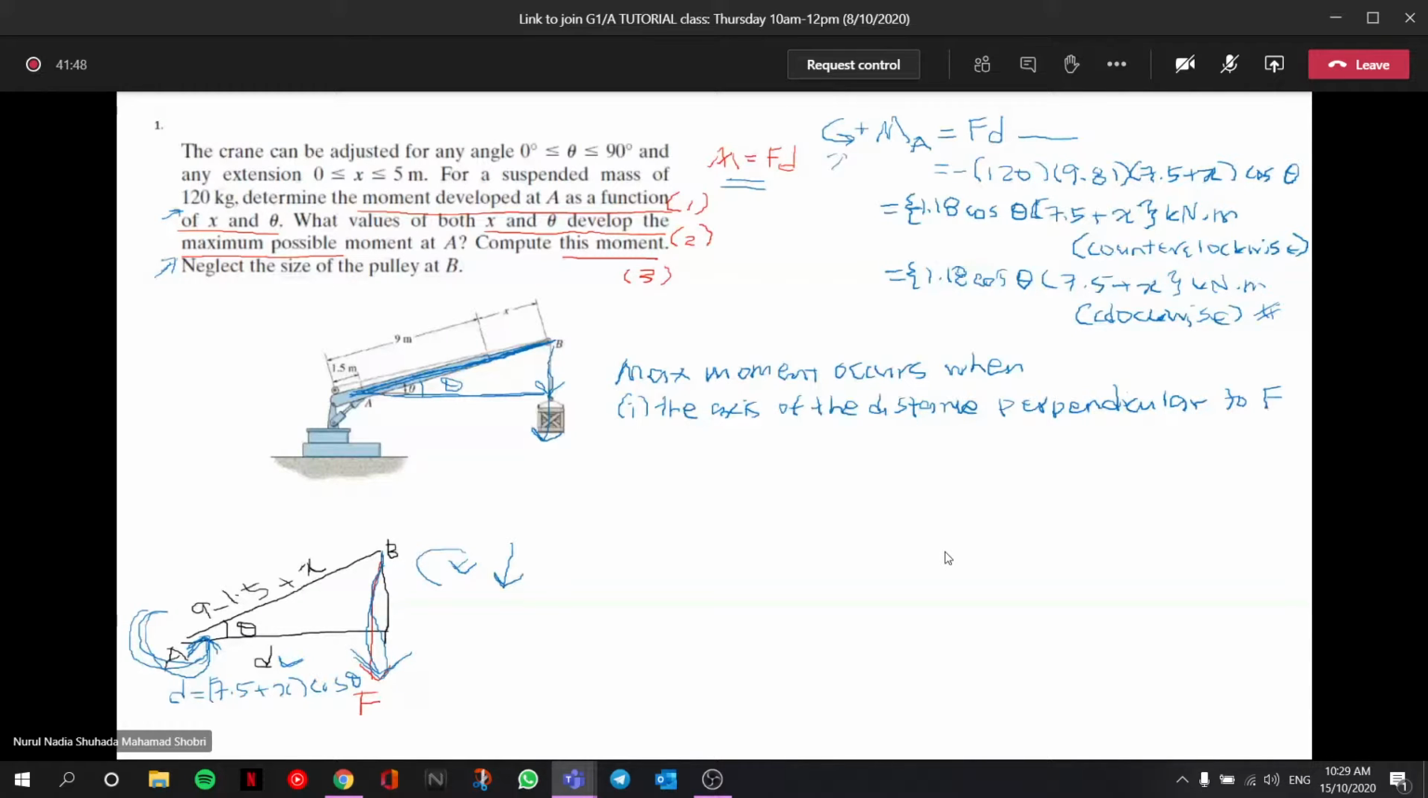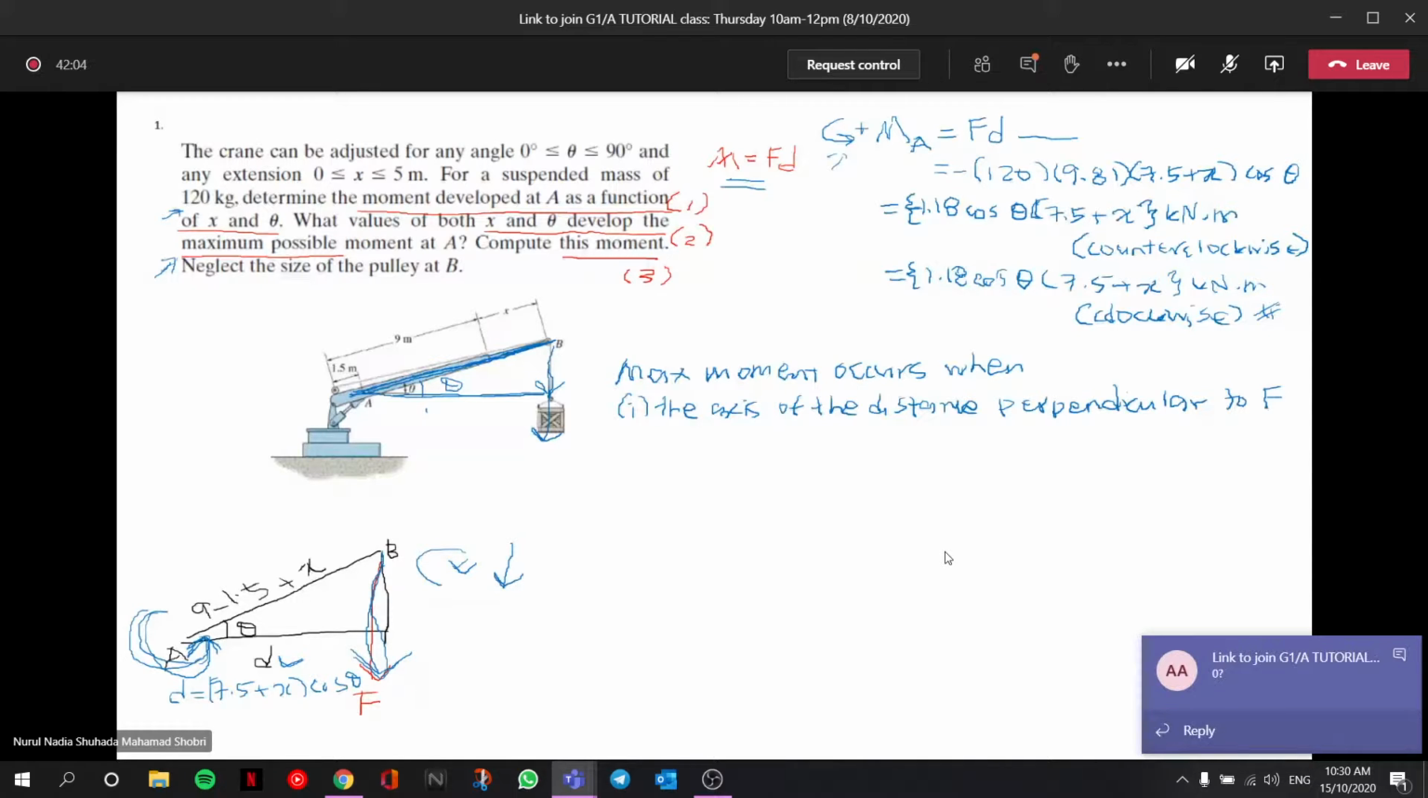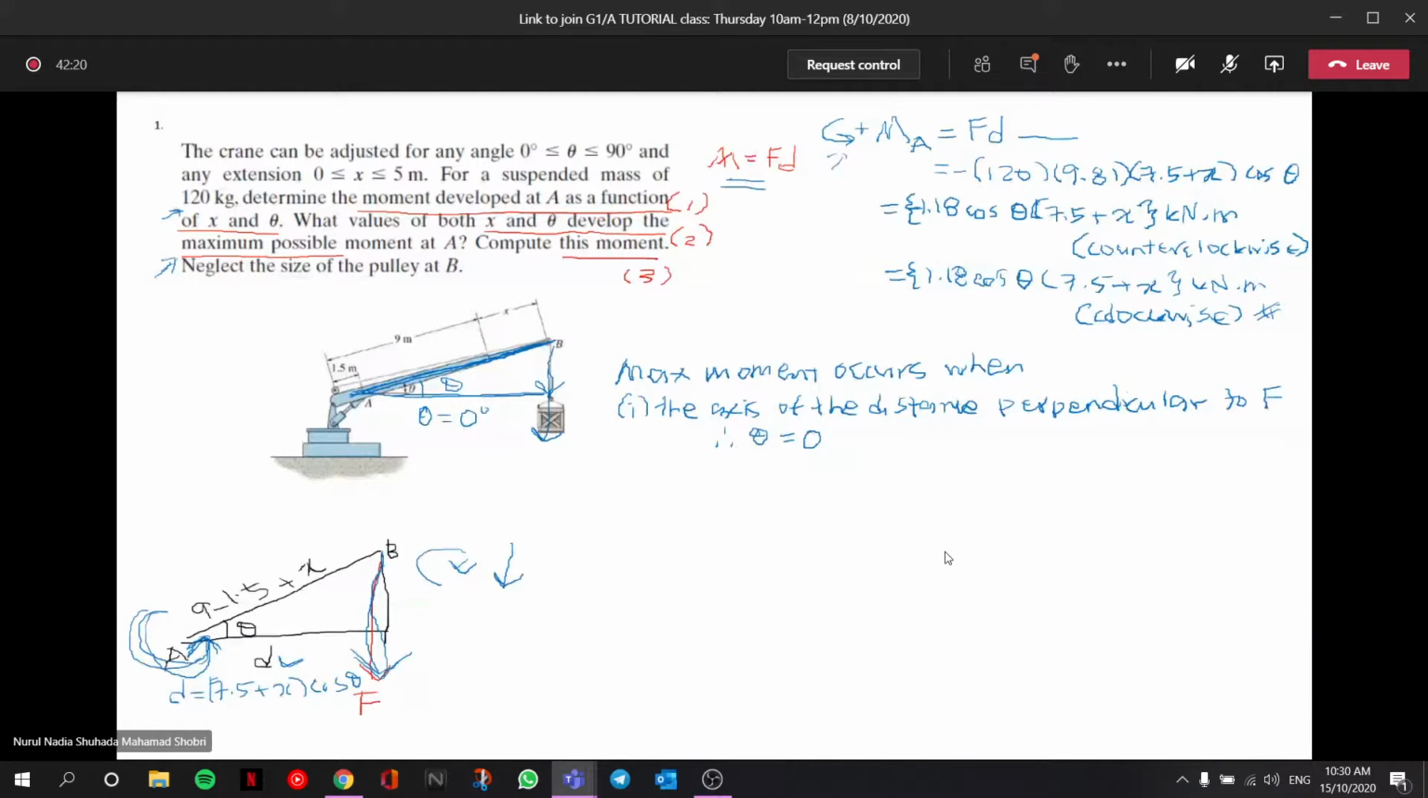So if you lower the crane, what would happen to the theta? The theta is supposed to have a value originally, but when you lower the crane so that the crane would be perpendicular to the force, then the theta would be 0. Okay. So therefore, the first condition is the axis of the distance perpendicular to F, which means that theta will equal 0. And the second part is we have to choose the value of x. So in this case, as you can see, we use the formula M equals F times d.